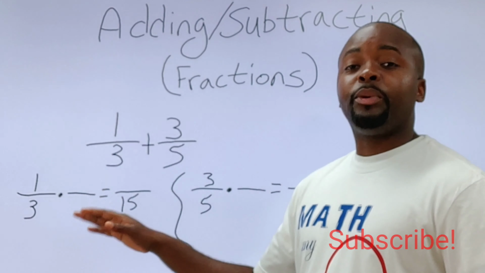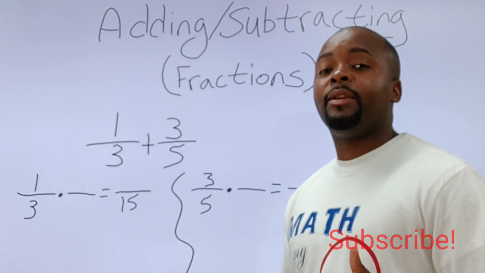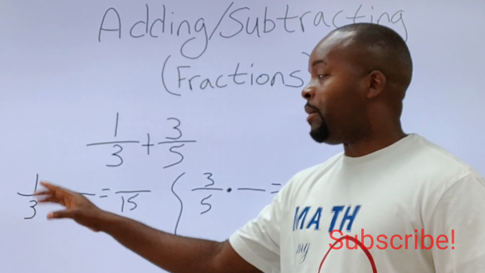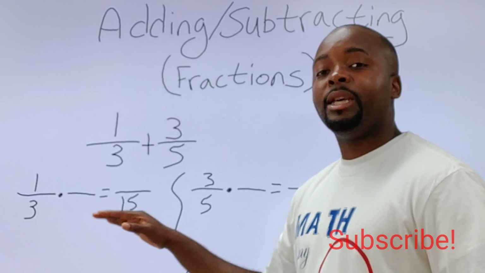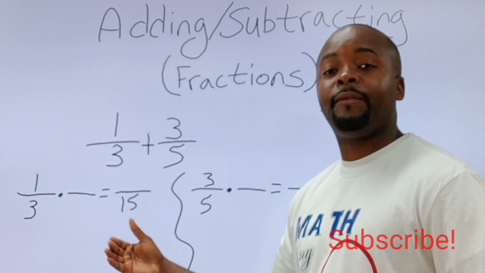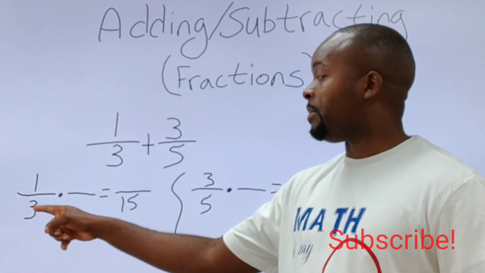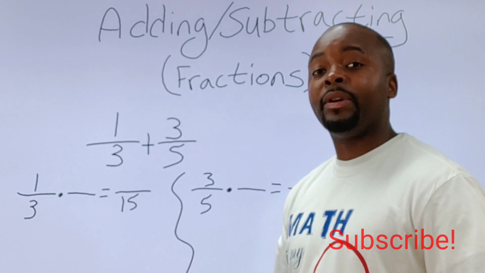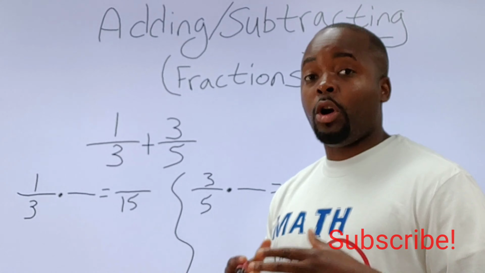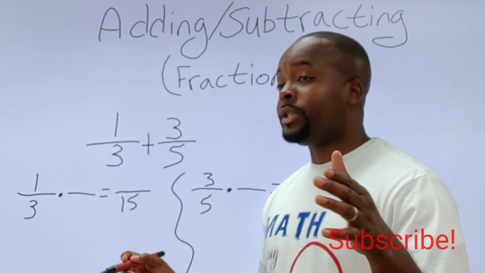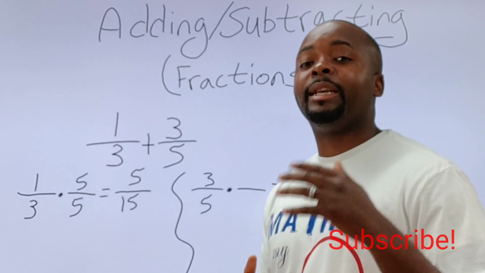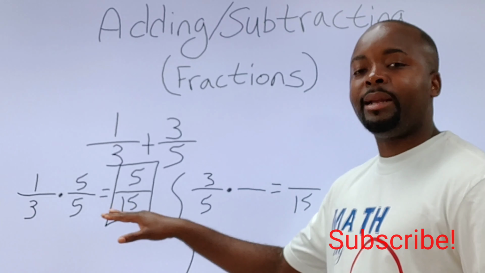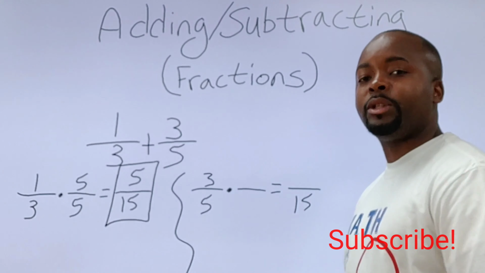Okay, so this part is pretty simple, and again, you have to know how to find your least common denominator. When I do 1/3, I'm going to multiply 1/3 times some fraction equals some fraction with the denominator of 15. So in order to go from 3 to 15, I had to multiply 3 times 5. So whatever I do to the bottom, I'm going to also do the same thing to the top. My new equivalent fraction for 1/3 is going to be 5/15. And I'll go ahead and put a box around that, and then I'll move on to 3/5.